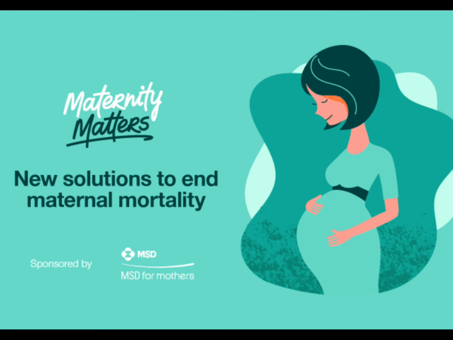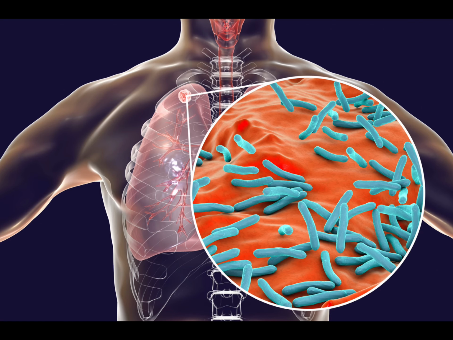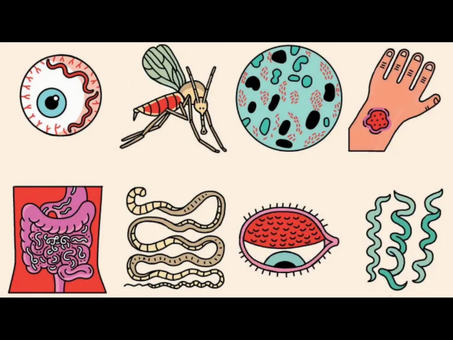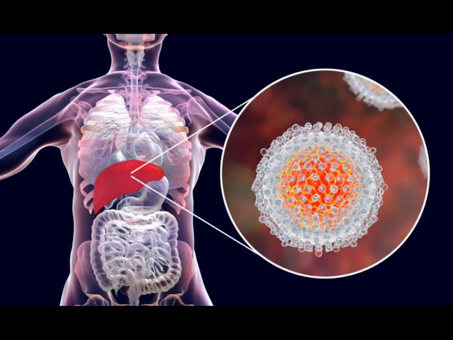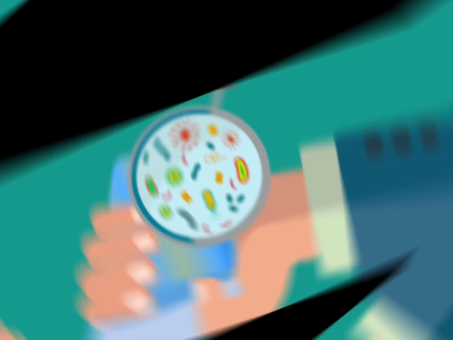Next, by 2030, end preventable deaths of newborns and children under 5 years of age, with all countries aiming to reduce neonatal mortality to at least as low as 12 per 1,000 live births. Next, end the epidemics of AIDS, tuberculosis, malaria, neglected tropical diseases, combat hepatitis, waterborne diseases, and other communicable diseases.